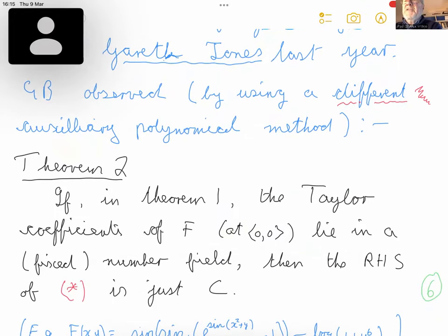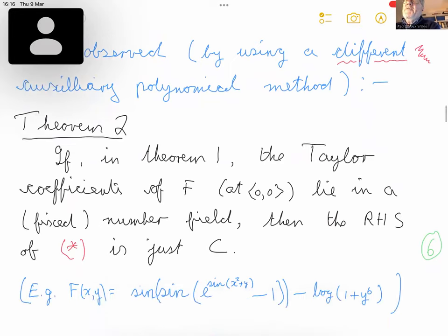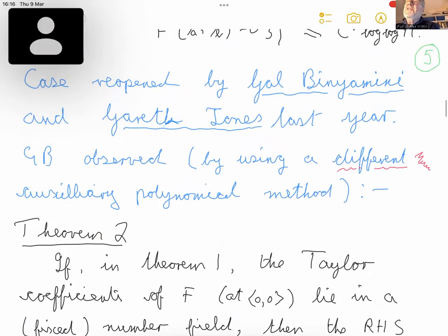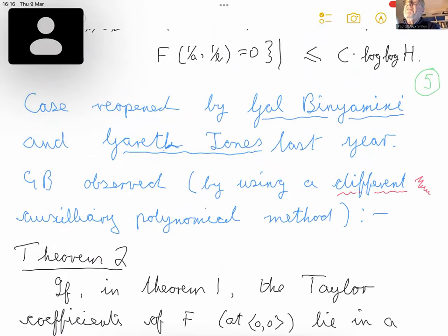And this is one of those theorems, once you dare to write it down, it's actually not very difficult to prove. So if in Theorem 1, the Taylor coefficients of F at the origin lie in a fixed number field, and again this is still in two variables, and the zero set of F still has empty algebraic part, then there's only a constant number of inverse integers that can be zeros of F.